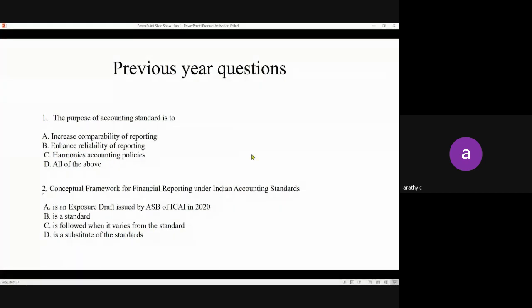These types of questions are asked in your exam. So the first question is: the purpose of accounting standard is to. The first option is increase comparability of reporting. Second is enhance reliability of reporting. Third is harmonize accounting policies. And the fourth one is all of the above. All of the above. Yes, correct answer.